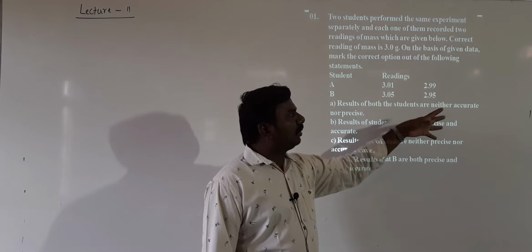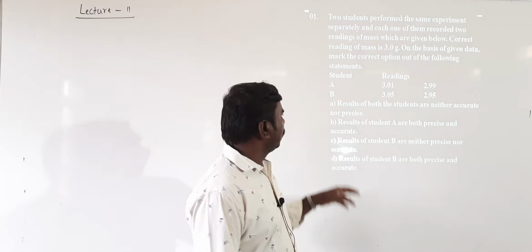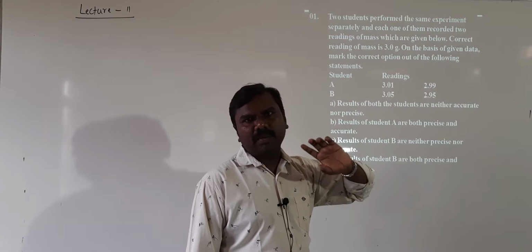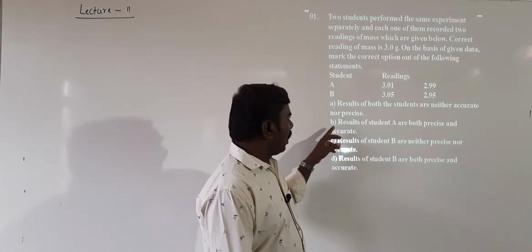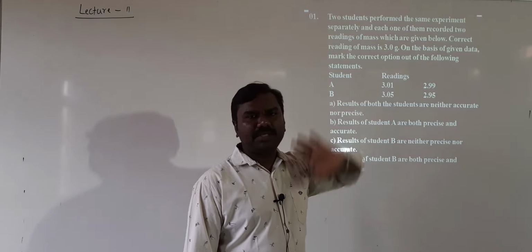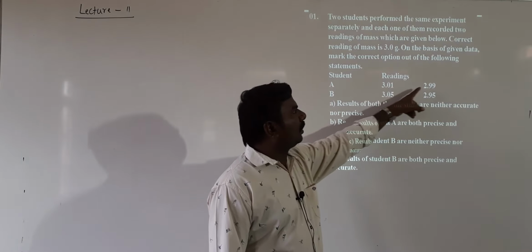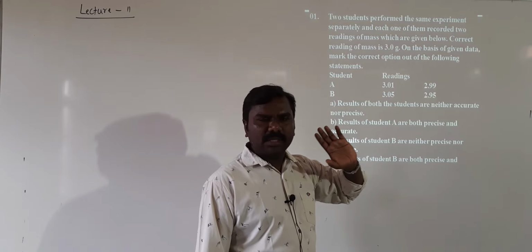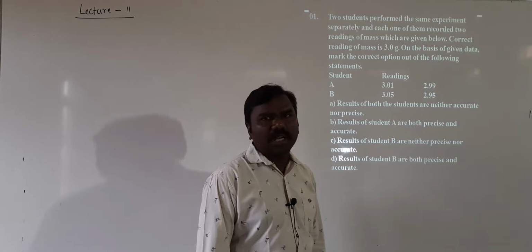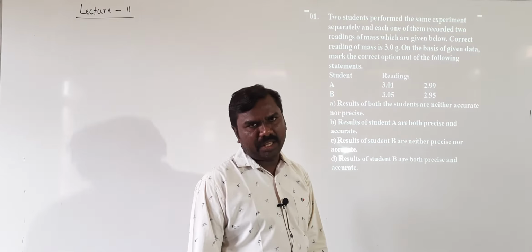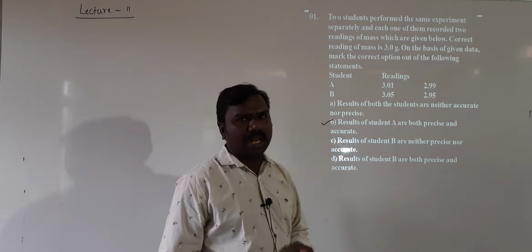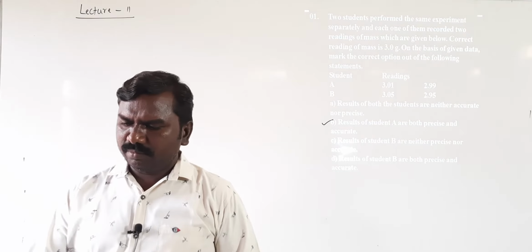Results of both students are neither accurate nor precise, no, because student A got precise and accurate values. Results of student A are both precise and accurate. Yes, both are close, precise, and very near to the value 3, that's why accurate. The right answer is option B, correct. Next bit.